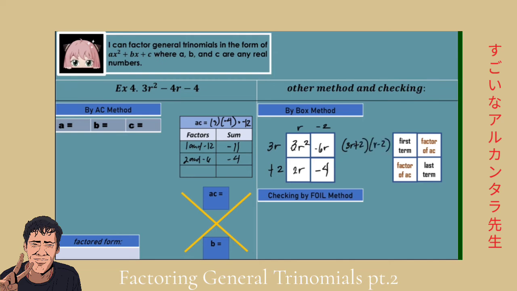So let's do checking by FOIL method. So let's have 3r plus 2 and r minus 2. So 3r times r, that's 3r squared. Outer terms is equal to negative 6r. Inner terms is equal to positive 2r. Last terms is equal to negative 4. Final answer is the one that we were given. Therefore, our factored form is actually correct. This one is correct.